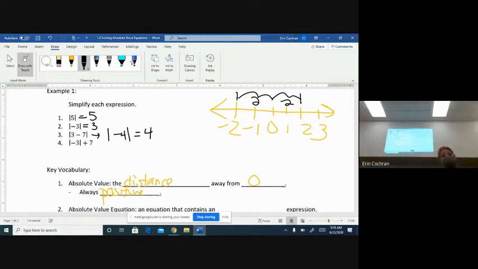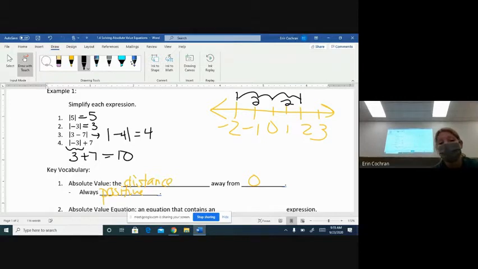And then in number 4, I'm not going to add first, am I? No, because I have the absolute value of just one number first, so I have to do that. So the absolute value of -3 is 3 because it's 3 units away from 0. And then 3 plus 7 is 10. Perfect.